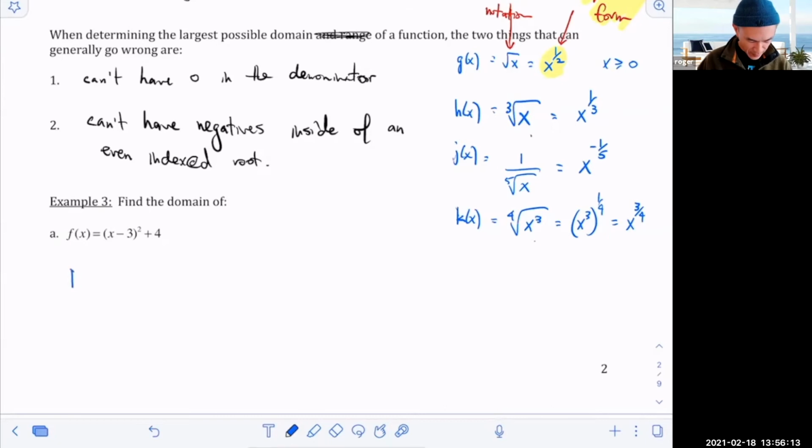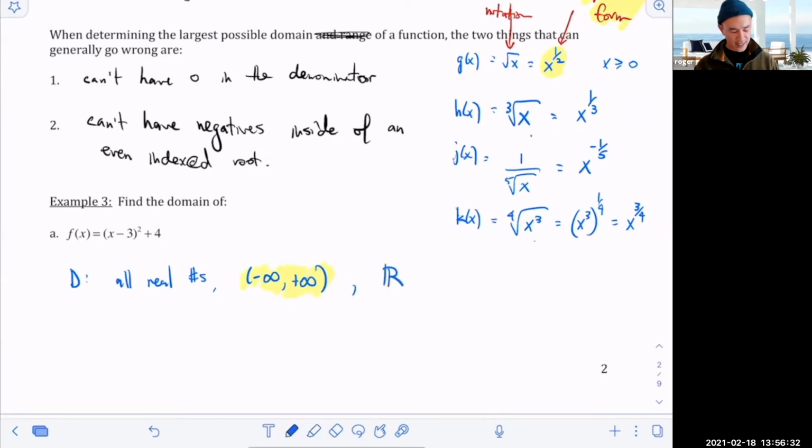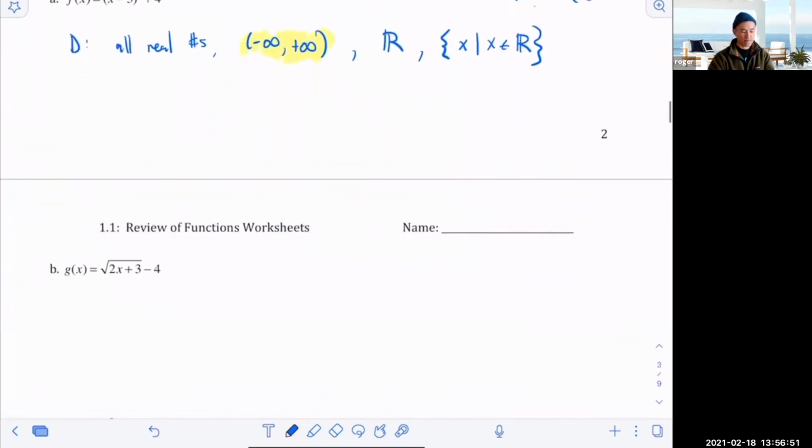So we could say the domain is all real numbers. That's like how little kids write it. Pros go negative infinity to positive infinity. That's sort of like, I think, how we should write it. You could write it as all real numbers like this. That's the way that lazy people write it. And you could write set builder notation. That's like x, such that x is a real number. That's like the fancy show off way to write it. Make sense? All right. No questions, right? Cool.